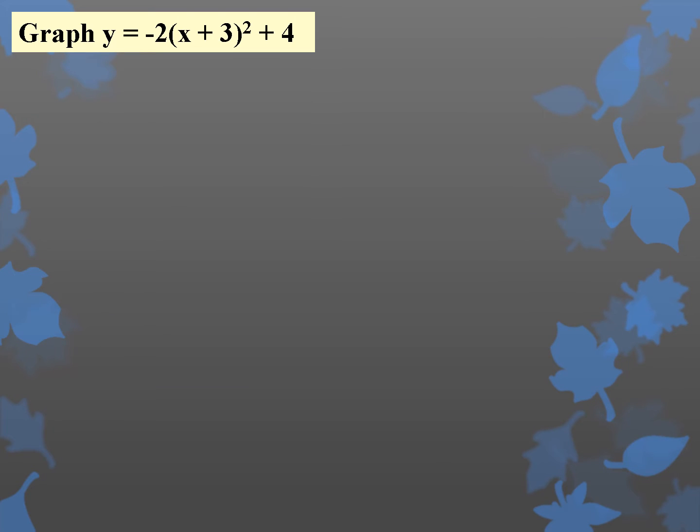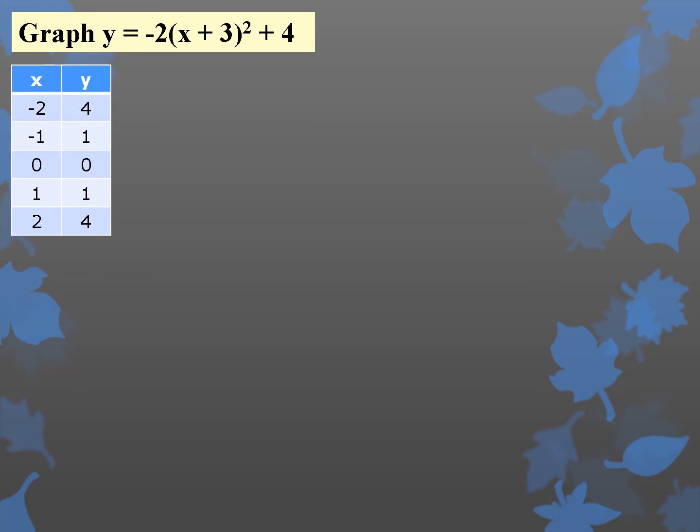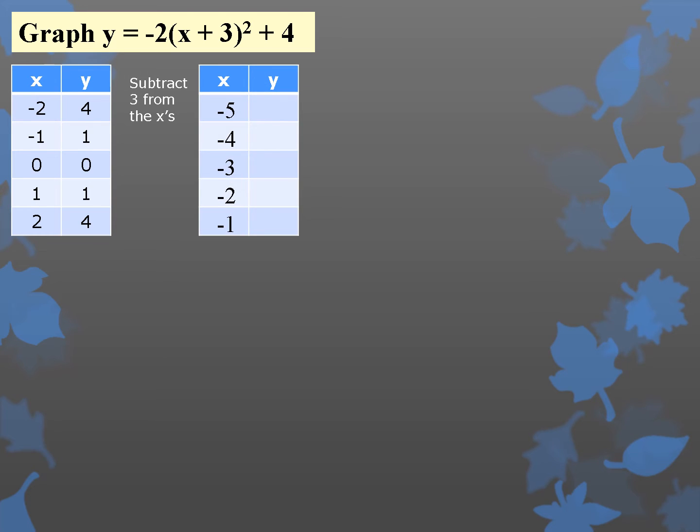Let's graph another. They want us to graph y equals -2 times (x plus 3) quantity squared plus 4. So first thing I do is go to my parent function table and write that down. Then I'm going to say, how am I going to go from old x's to new x's? Well, inside the function, it says x plus 3. But no, no, no, it's opposite day. I'm not going to add 3, I'm going to subtract 3. So I subtract 3 from every x in the parent function.